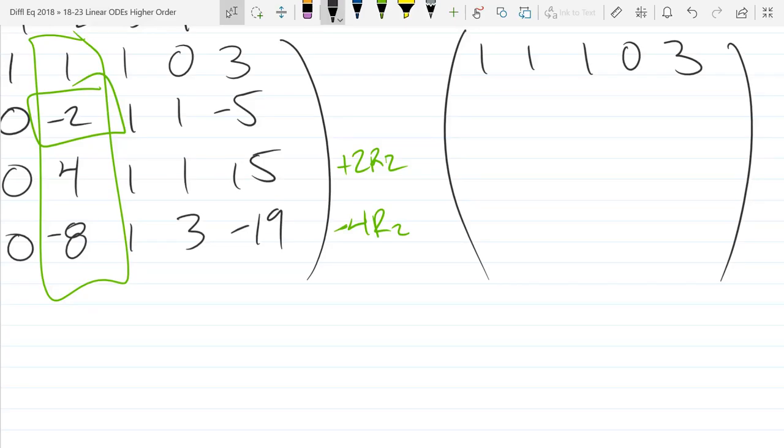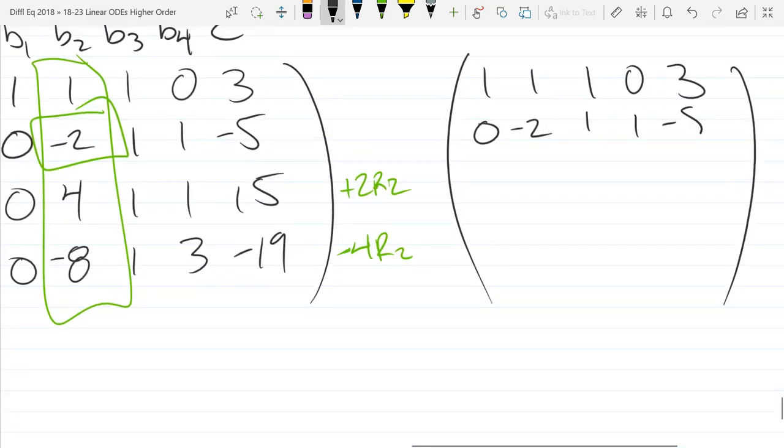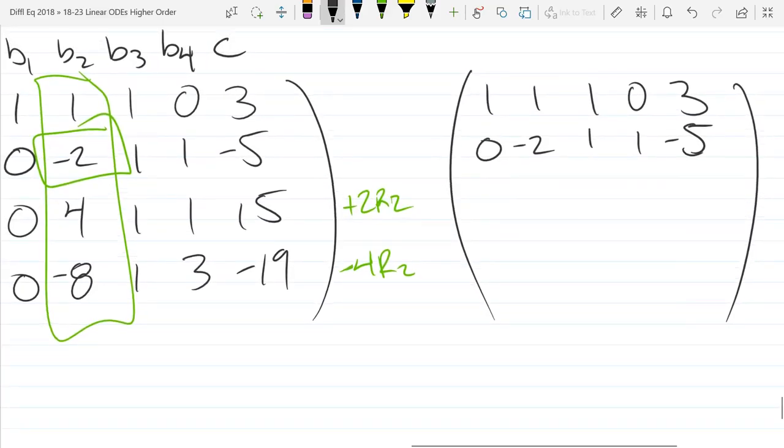All right, so row 2 is going to just get copied. I could multiply row 2 by 1/2, but then I'm going to screw up. All my other numbers are odd, so they're all going to turn into halves if I multiply by half. All right, so perform this operation.